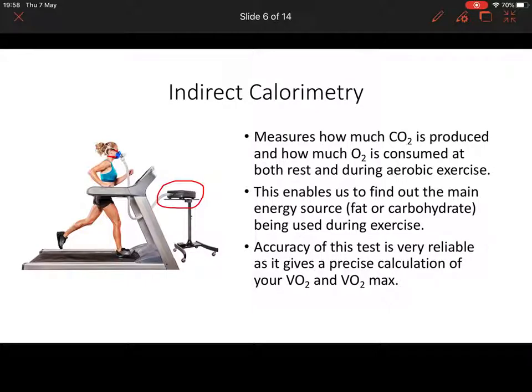Some of the strengths of this, because you're using up-to-date, state-of-the-art technology, the accuracy is very, very reliable, but it can also give you a precise calculation of your VO2, so the volume of oxygen you consume, and also your VO2 max. So that's briefly what indirect calorimetry is.